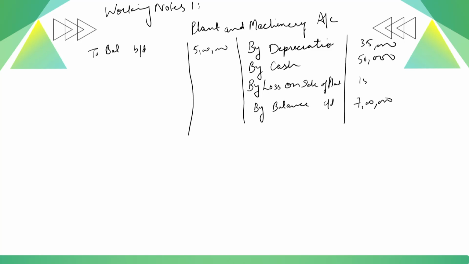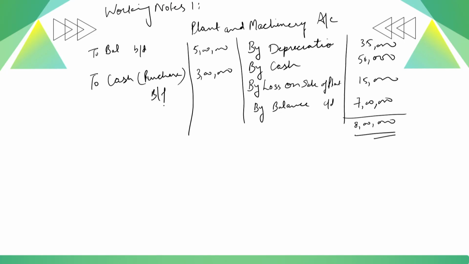So we make the total of the credit side, which comes to rupees 8 lakhs, and out of this 8 lakh if we deduct the debit side, we reach the balancing figure of rupees 3 lakh, which shows it is the purchase of plant as a balancing figure. So the total of the two sides, debit and credit, will be equal to 8 lakhs.